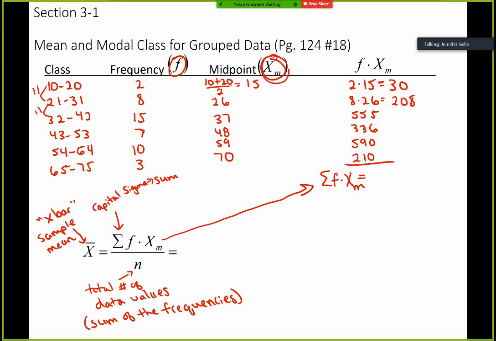So we see the symbols, frequency times our midpoint, and that's what our third column is. F times x sub m is frequency times midpoint. That capital sigma is our sum. It says, hey, you have to add all those things together. And it's going to be 1,929. So the capital sigma says whatever comes after it, we have to add all those together. So that's our numerator.